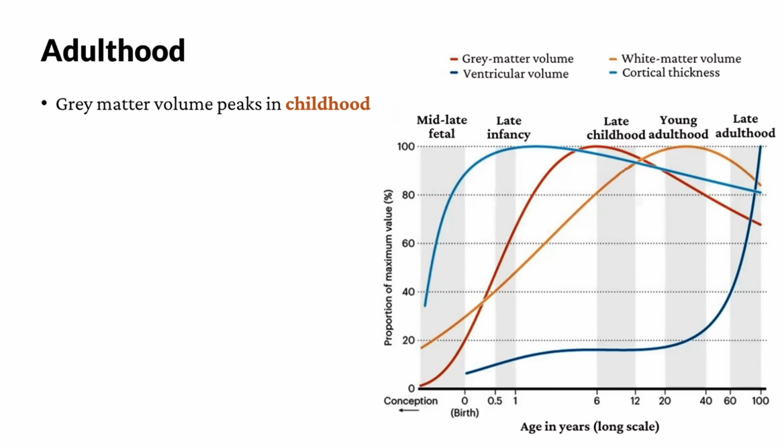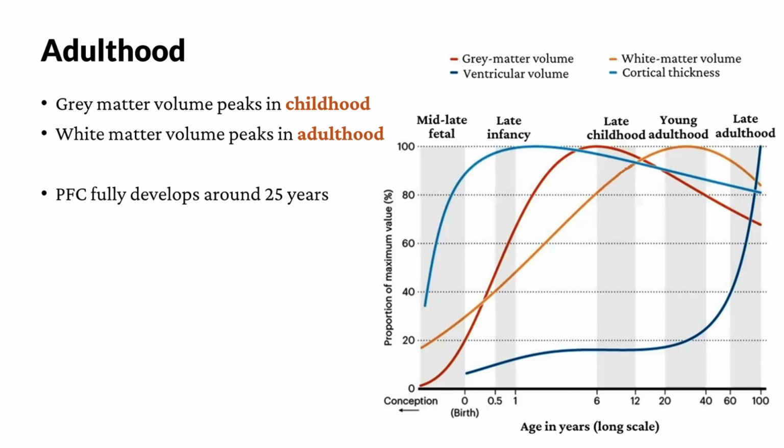In adulthood, gray matter volume peaks in childhood, while white matter volume peaks in adulthood. In fact, the prefrontal cortex only fully develops around 25 years old. That is quite late, and that also explains why adolescents, although they are becoming better at decision making and at controlling themselves, cannot fully master this skill until they become young adults.